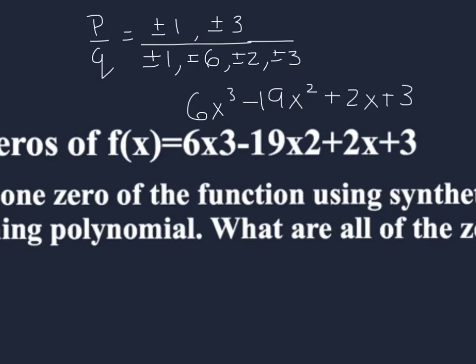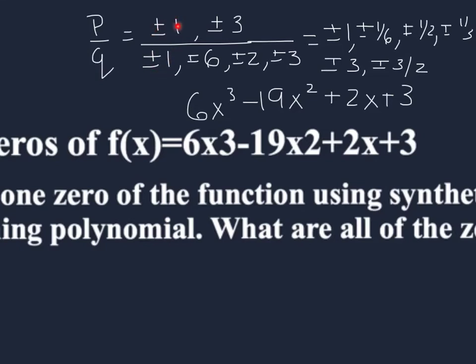And now we need to simplify it, so we have 1, 1/6, a half, a third, then we have 3. 3 over 6 is a half, so we don't have to repeat that. Then we have 3 over 2, and 3 over 3 is 1, so we don't have to repeat that.